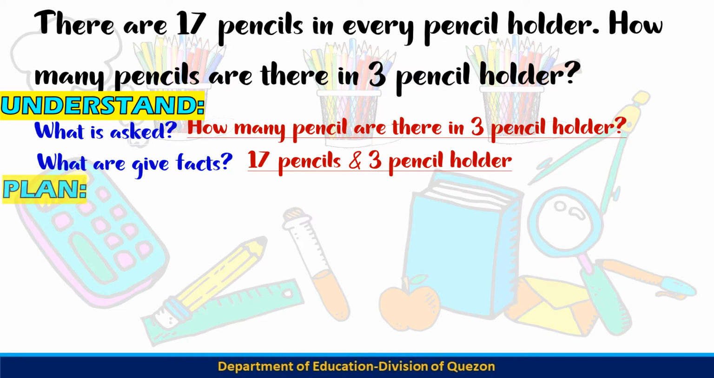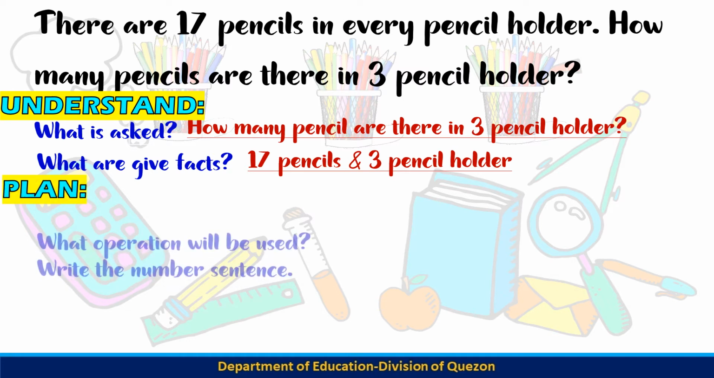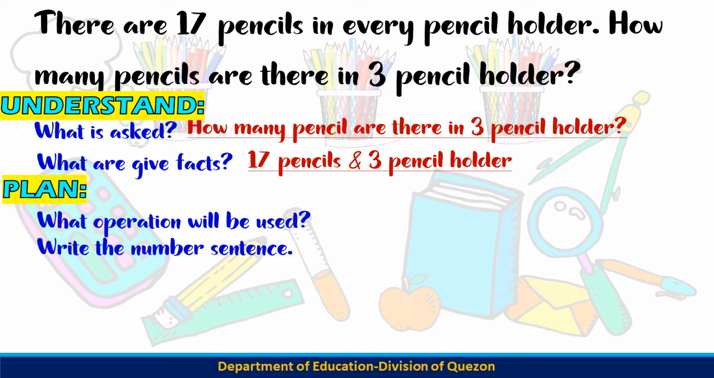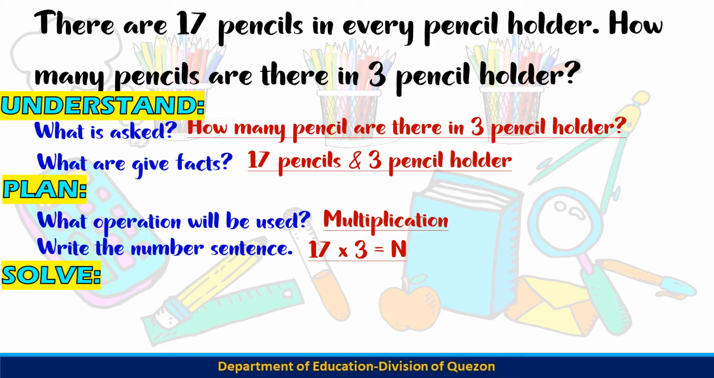Let us proceed to the second step, plan. What operation will we use? And write the number sentence. Multiplication. Very good. And the number sentence: we have 17 times 3 equals n. Then proceed to our third step, solve.